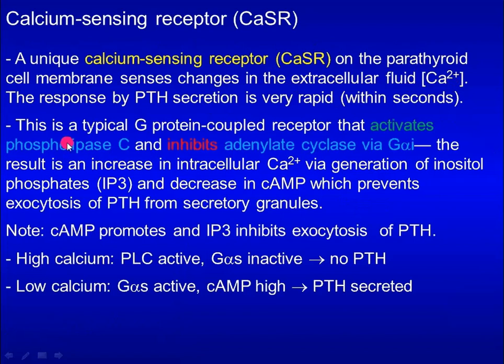Calcium sensing receptor is a typical G-protein coupled receptor that activates phospholipase C and inhibits adenylate cyclase through Gi. The result is an increase in intracellular calcium levels and decrease in cyclic AMP levels. These together prevent exocytosis of PTH from secretory granules.